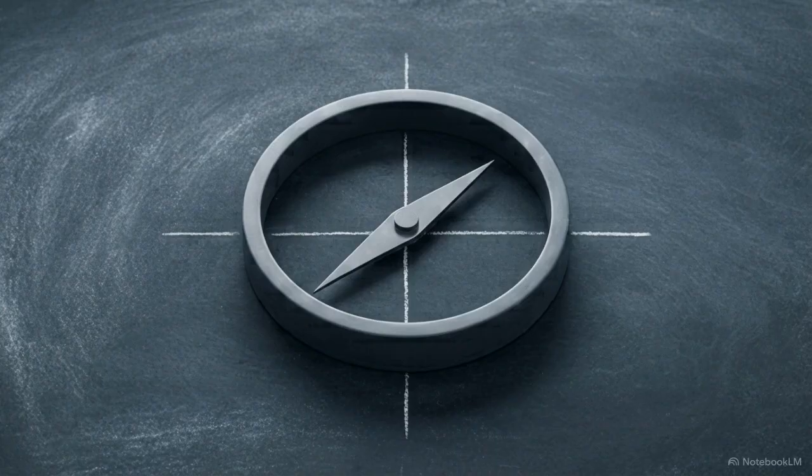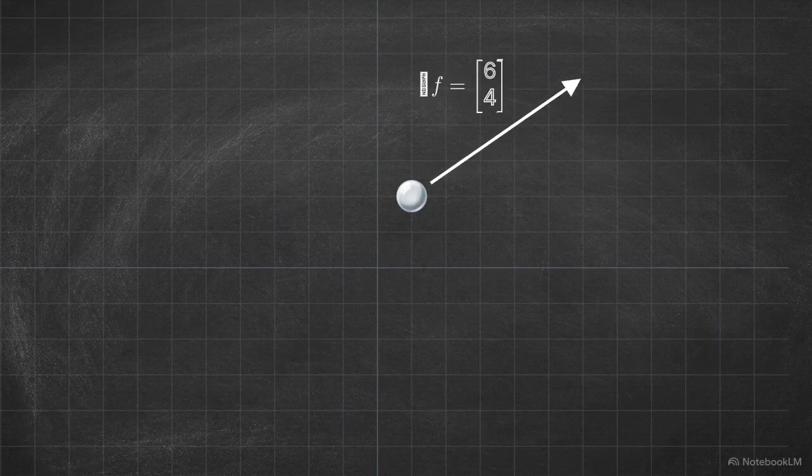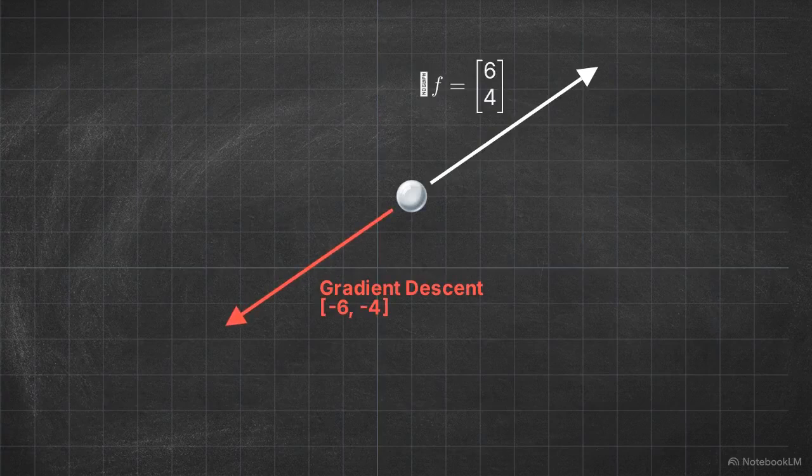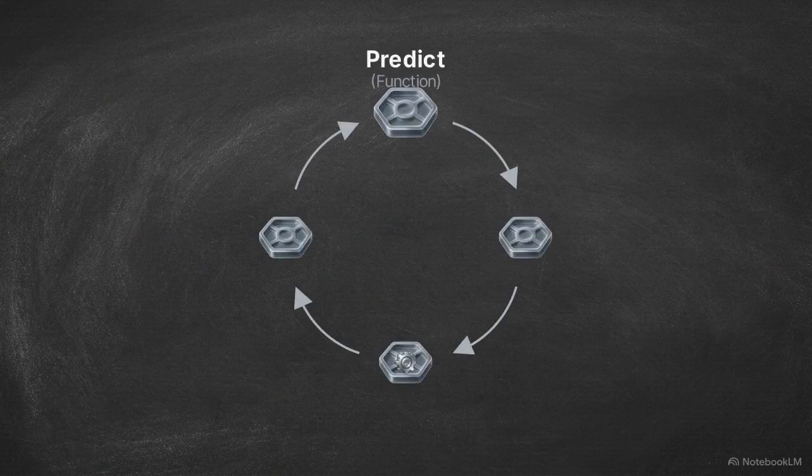That final vector is a specific set of directions. It tells the model that to increase its output fastest from its current position, it must move 6 units in the x direction for every 4 units it moves in the y direction. To decrease the error, it simply moves in the opposite direction.